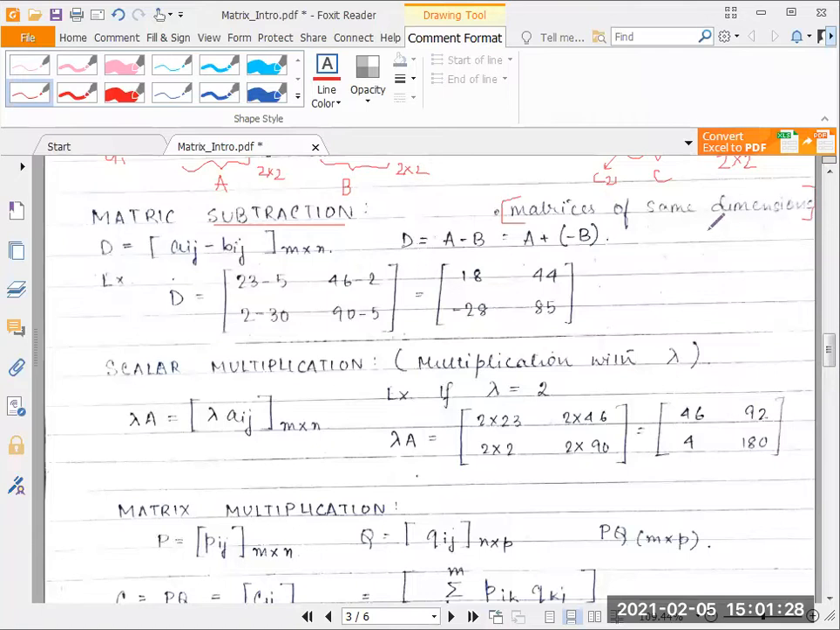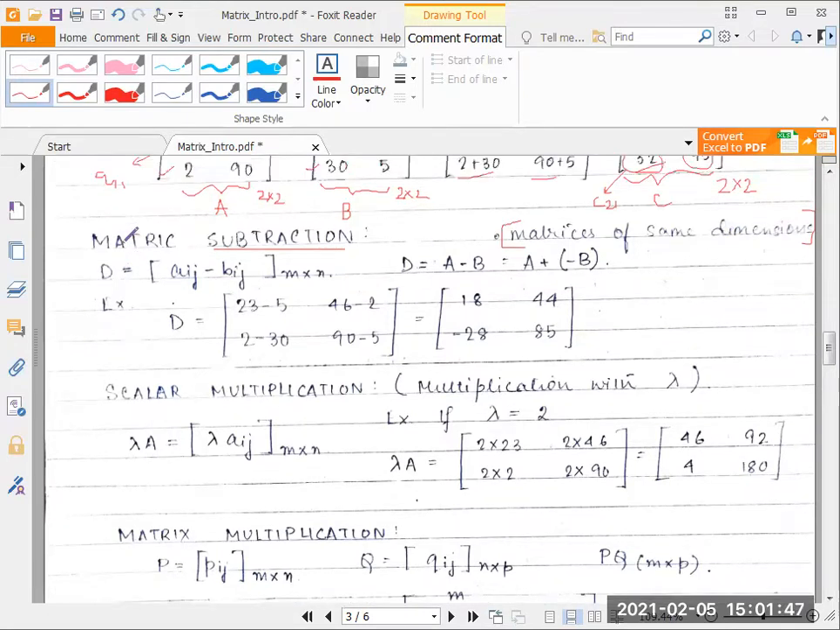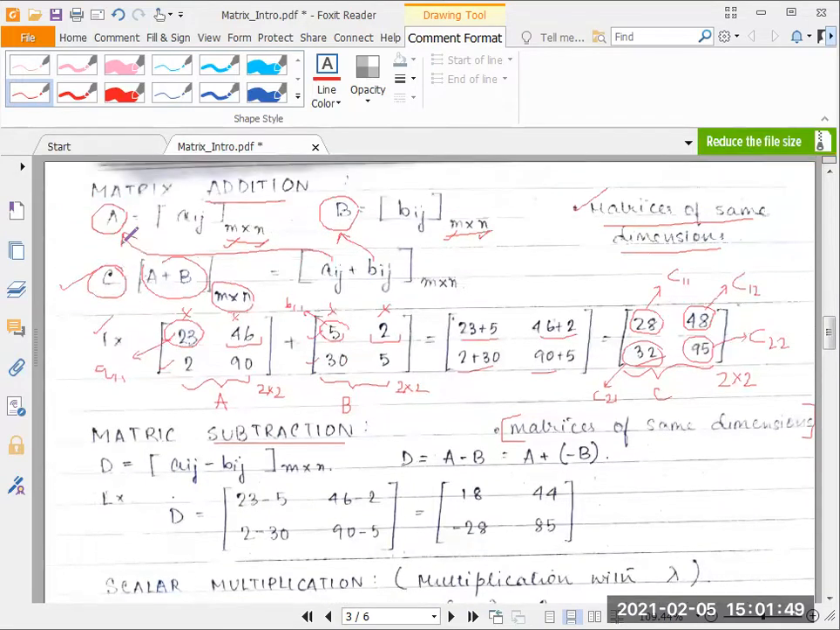So if I am talking about a matrix A which has 3 cross 2 dimension, and I'm talking about another matrix B which has 5 cross 6 dimension, we won't be able to operate addition or subtraction for these two matrices. The two matrices need to be of the same order. So let's go back to the notations we had discussed when we were talking about matrix addition.